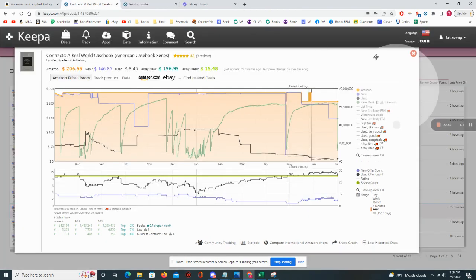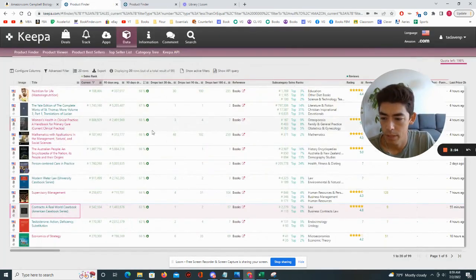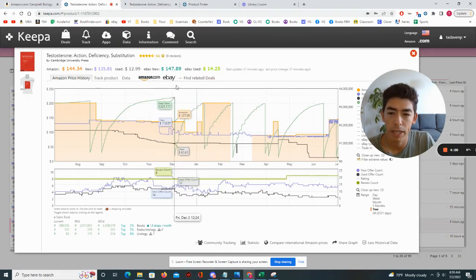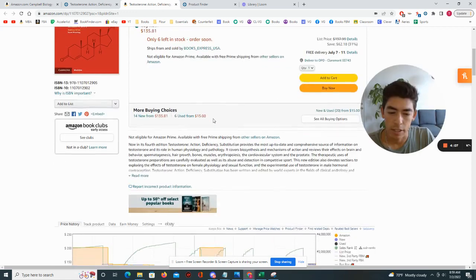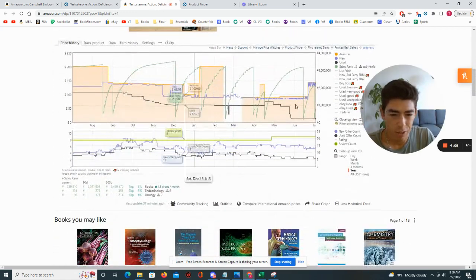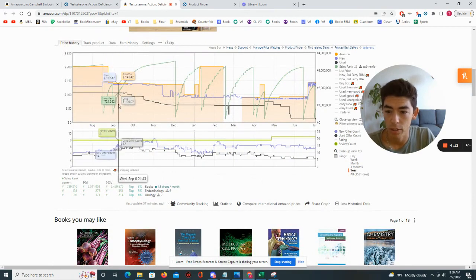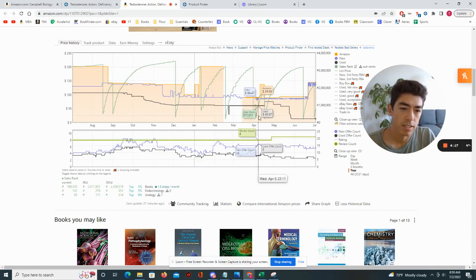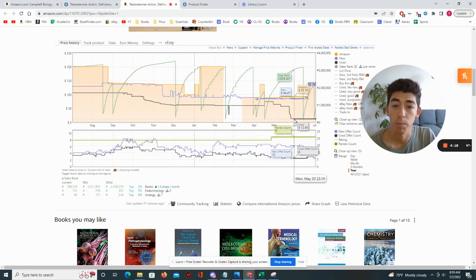Okay, let's go and take a look at another book. Let's look at this Testosterone, Action, and Deficiency. So again, I'm going to open this up in the Amazon webpage. By the way, you could also open it up in eBay if you want to, because it also tells you what the eBay price is there. Okay, so let's look at this Keepa Graph. It hasn't sold a ton. It's sold a handful of times, so it sold for over $100 a couple of times there, $63, $63, $60, $60 there. And then recently you saw this big price drop.